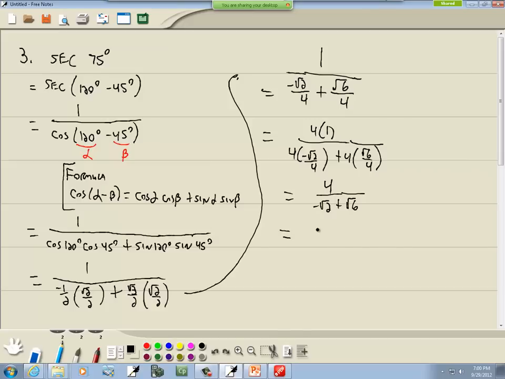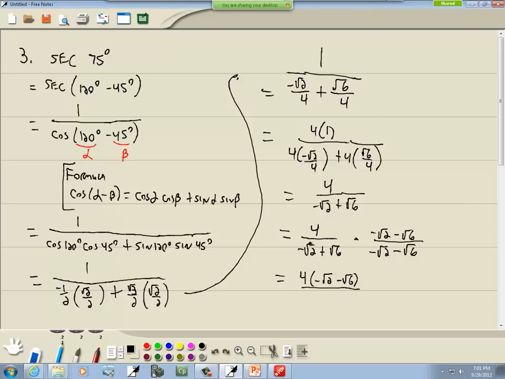Now we can't have a radical downstairs like that. So what we can do is multiply top and bottom by the conjugate of that, which would be negative square root of 2 minus square root of 6. Whatever you multiply by the bottom, you have to multiply by the top. Again, conjugate: first part is the same, second part is the same, sign in the middle is different. Up on top, I got 4 times negative square root of 2 minus square root of 6.